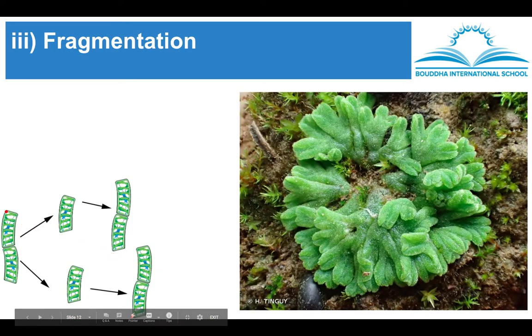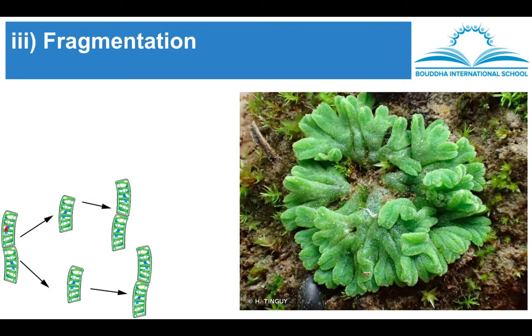The third type of asexual reproduction is fragmentation. The meaning of fission and fragmentation is almost the same. Fission is also breaking down and fragmentation is also breaking down. So don't be confused. Fission takes place only in unicellular organisms, whereas fragmentation takes place in multicellular organisms. So either in fission or fragmentation, in both cases the parental body will break down.